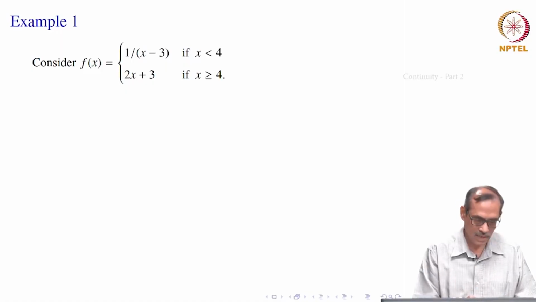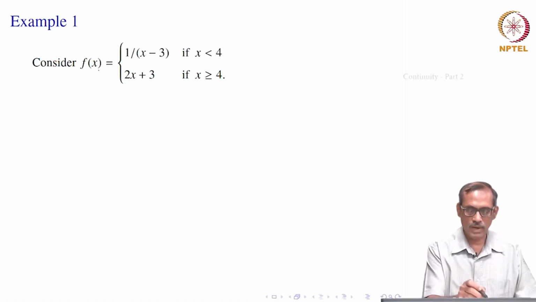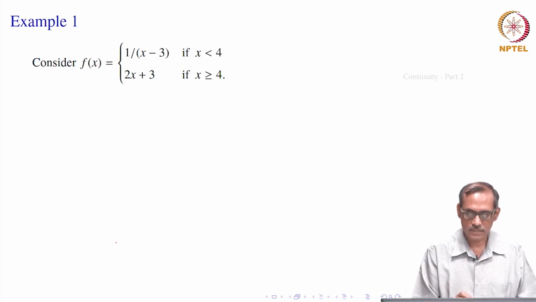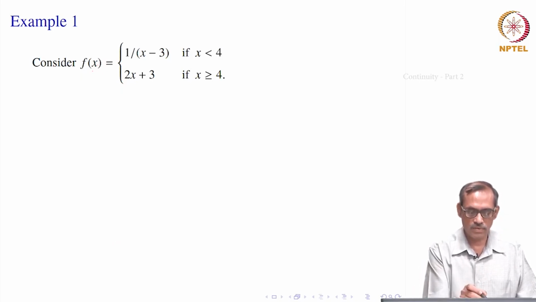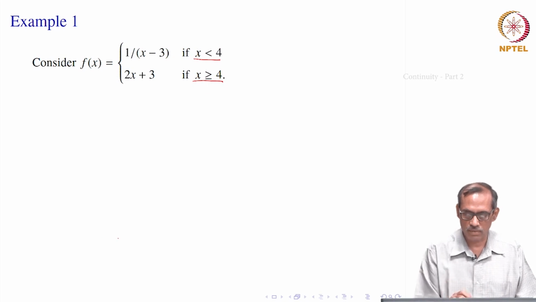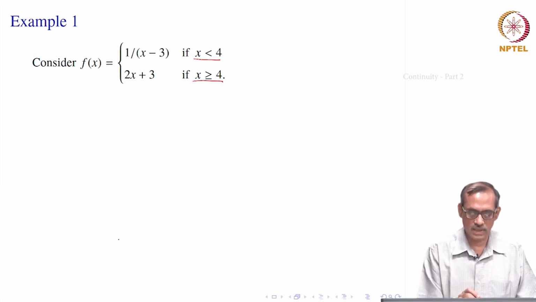Okay, let us see an example. We have a function given here. Is it defined on the whole of the real line? For x less than 4, some definition is there. For x greater than or equal to 4, it is there. It looks like it is defined over R, but let us see the definition.